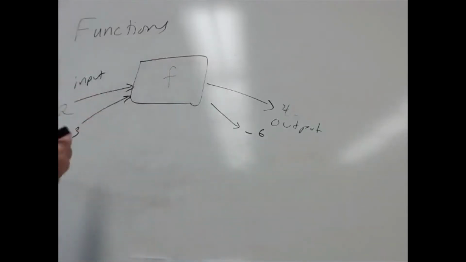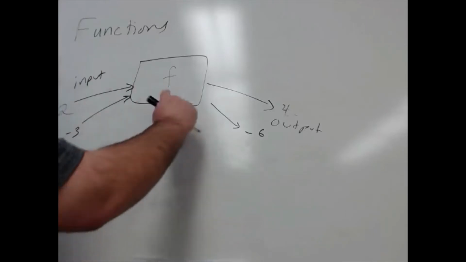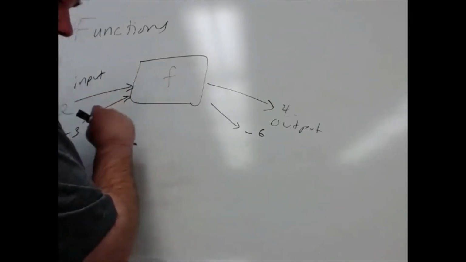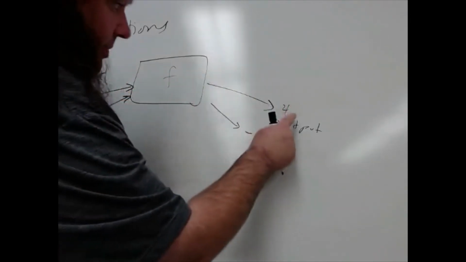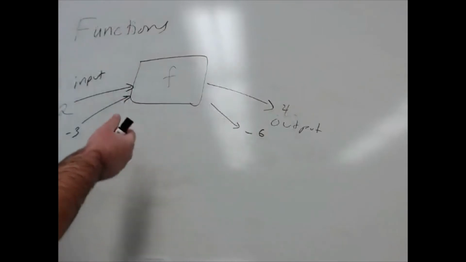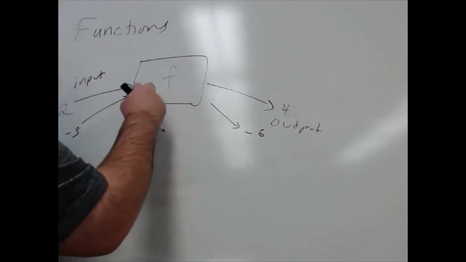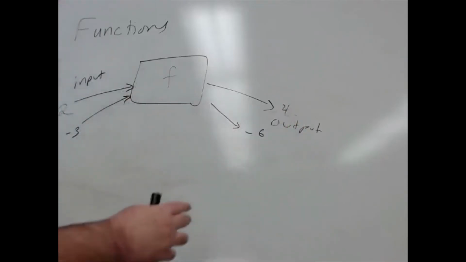Now, one other thing: when I put the number 2 in, I got out the number 4. If I were to do it again, if I take the number 2 and put it in that function machine again, it's going to spit out 4 again. If I repeat it a third time, put the number 2 in, it's going to spit out 4 for the third time.